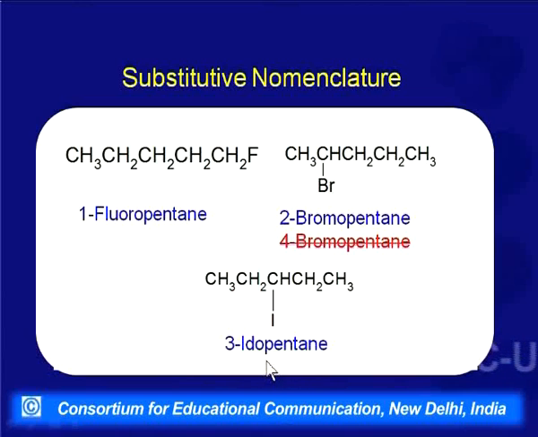So similarly, we have 3-iodopentane. There is no problem. Such molecules are there for which the number will come the same either way you start. So if you start from here 1, 2, 3, and if you start from this side, it still comes at the third place. There is no problem, and you are liable to commit very few mistakes in such cases.